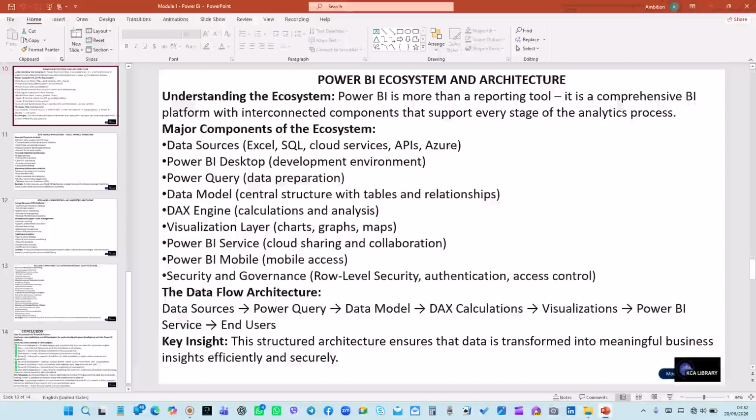security and governance. The data flow architecture flows in this order: from the data source to Power Query, down to the data model, to the DAX calculation, down to visualization, then to Power BI Service, and then end users. The key insight here is that this architecture ensures that data is transformed into meaningful business insight efficiently and securely.